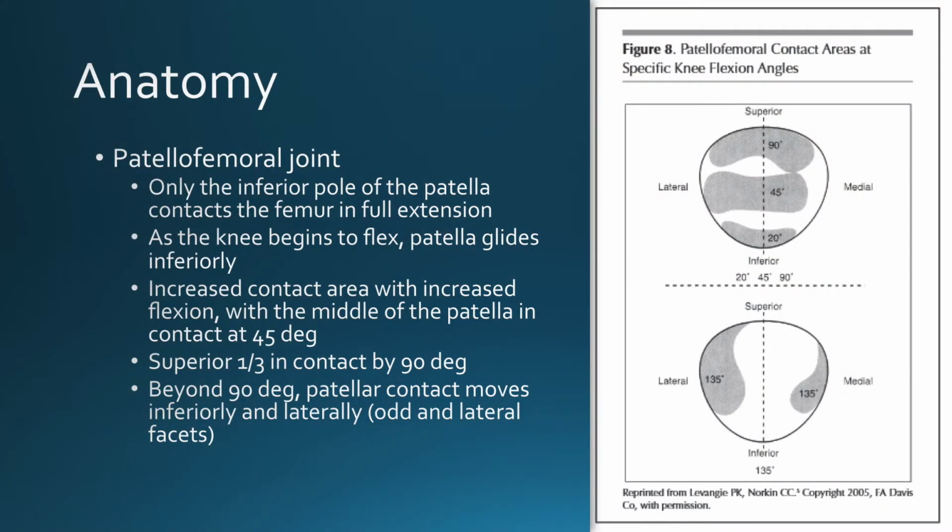We also have the patellofemoral joint. On full extension, only the inferior pole of the patella is in contact with the femur. As the knee begins to flex, the patella glides inferiorly. There's increased contact area with increased degrees of flexion. The middle of the patella is in contact around 45 degrees. The superior 1/3 of the patella contacts the femur in 90 degrees. Beyond 90 degrees, the patellar contact moves inferiorly and laterally, where it ties into the odd and lateral facets.